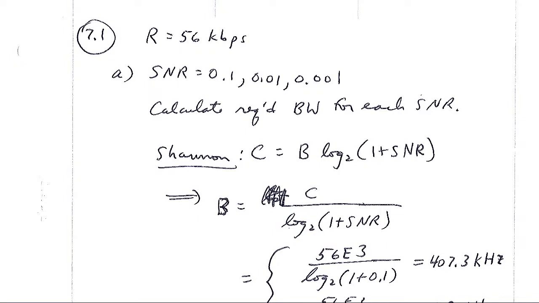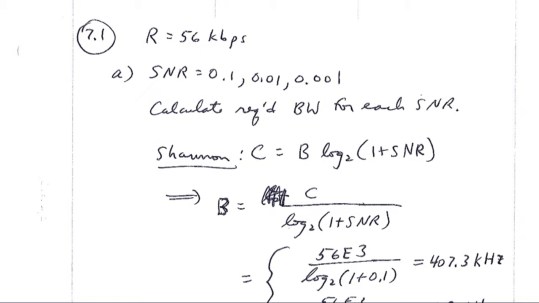Okay, here's a video showing you the solution to problem 7.1 from Stallings. This is part of homework 4 this semester. We have a data rate of 56 kilobits per second, and we're looking at spread spectrum, and so we're looking at very low signal-to-noise ratios: 0.1, 0.01, 0.001.